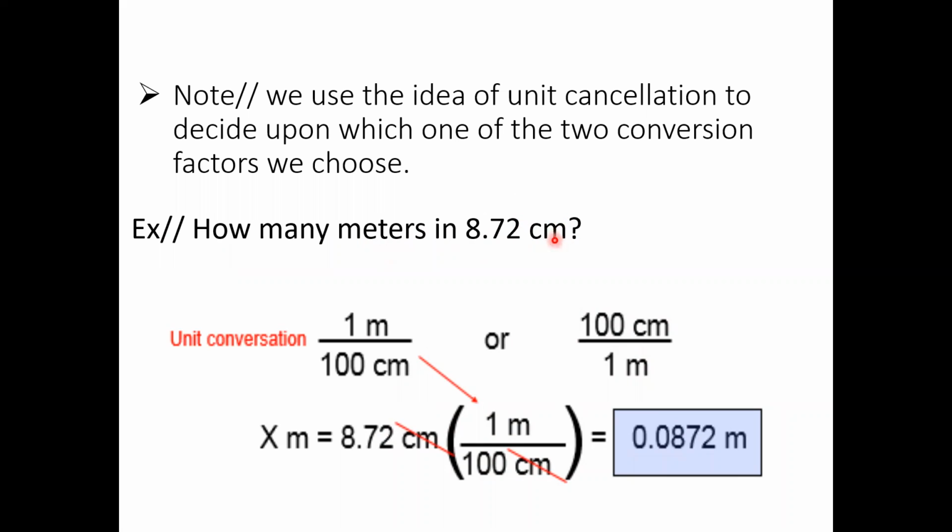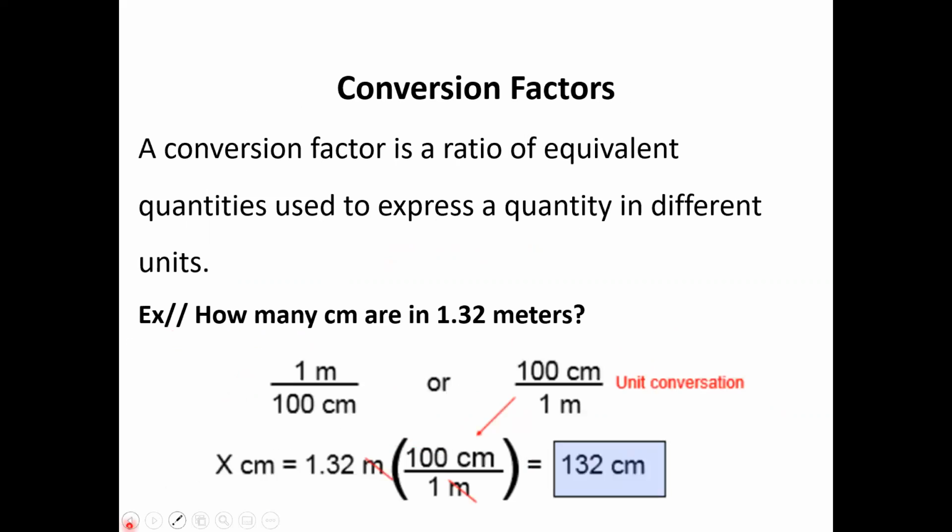So when we convert a small measurement to a big one, we just divide the amount by the factor. When we convert the large one to the small one, we just multiply by the factor.